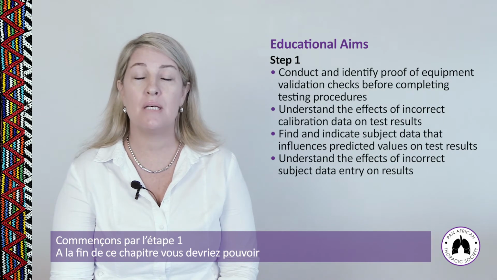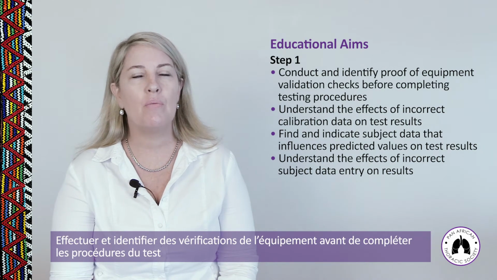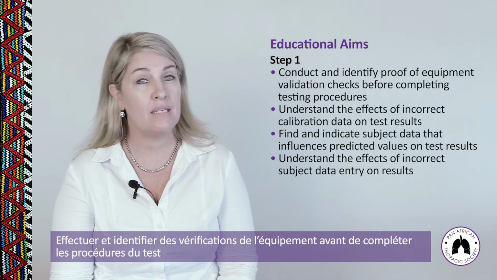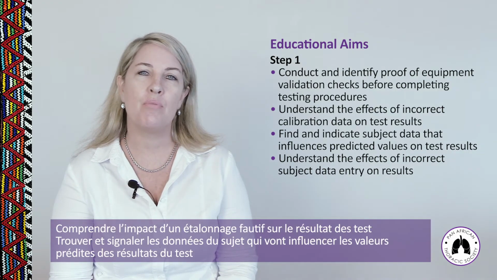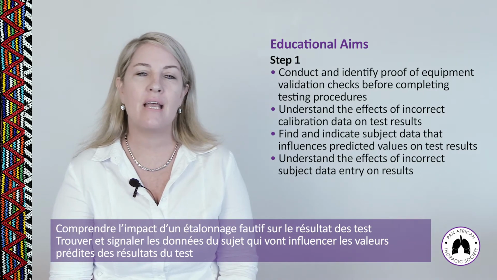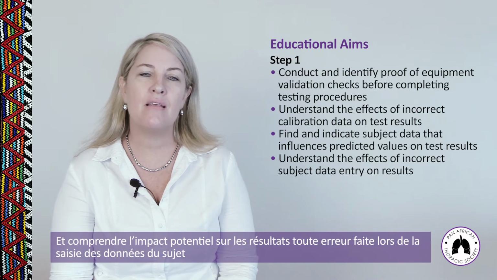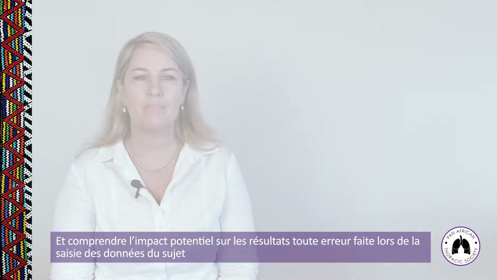At the end of this chapter, what you should be able to do is conduct and identify proof of equipment validation checks before completing test procedures. You need to understand the effects of incorrect calibration data on the test results. You need to find and indicate subject data that influences the predicted values on the test results. And you need to understand the effects of incorrect subject data entry on the results itself.